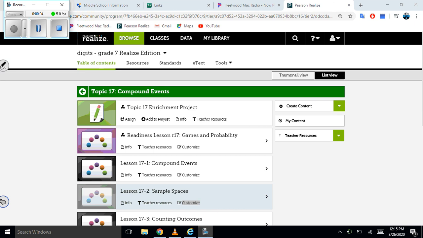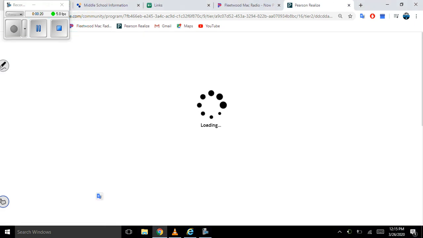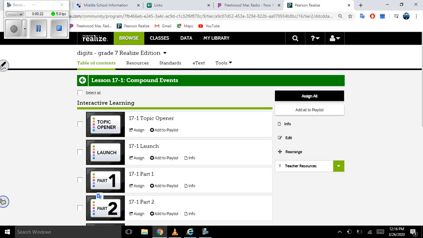We're back here starting a new chapter, chapter 17, which is on compound events. Compound events is going to basically be a carryover of what we did in chapter 16, except they're going to include more steps. So let's take a look at 17.1 on compound events. We'll go straight to part one.